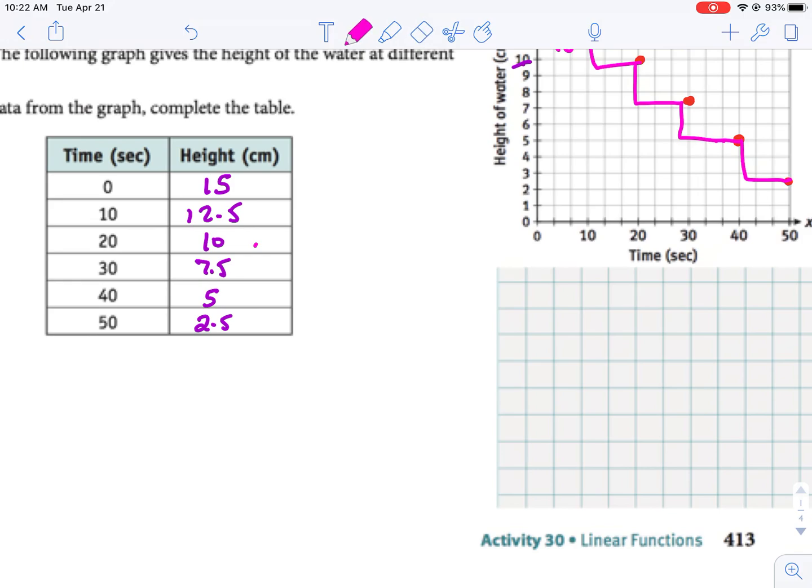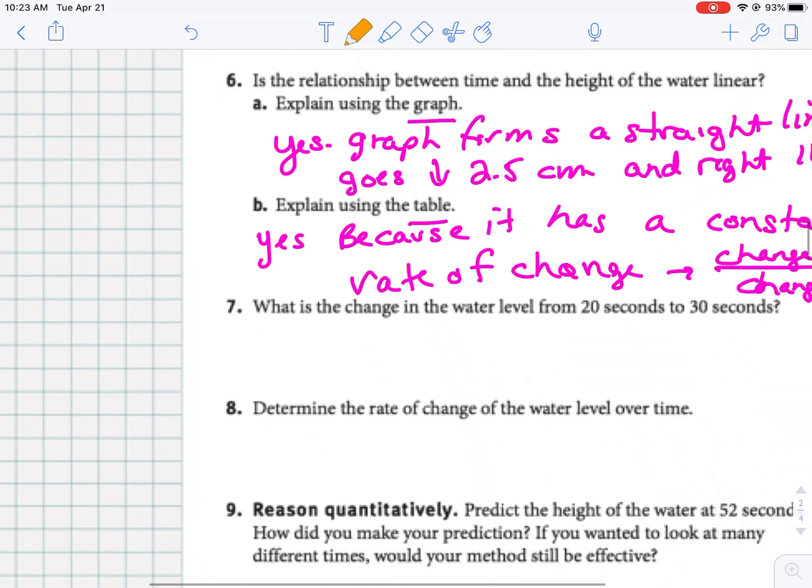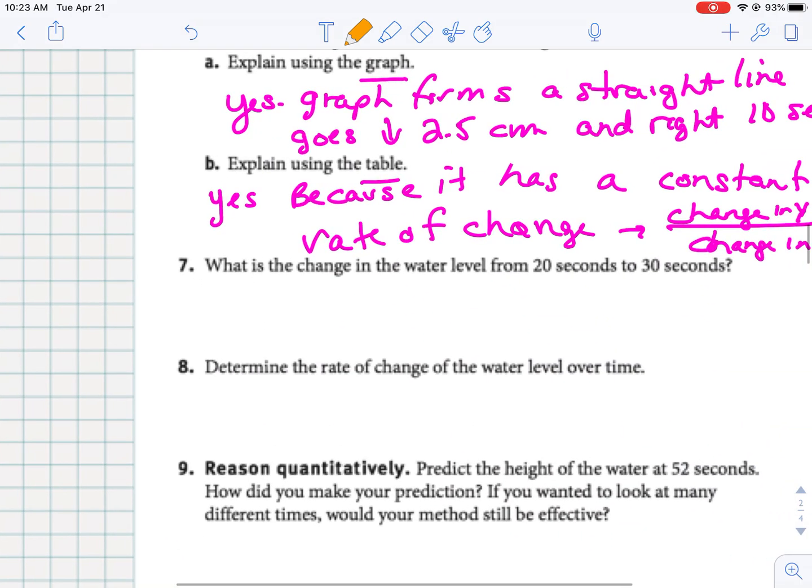If we look specifically from 20 to 30 seconds, what's happening? We could say the water level goes down. What? That water level goes down 2.5 centimeters. Okay, so what is the change in the water level? We could say the water goes down 2.5 centimeters.